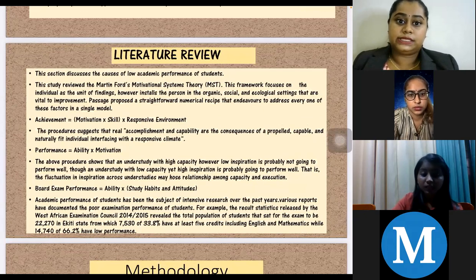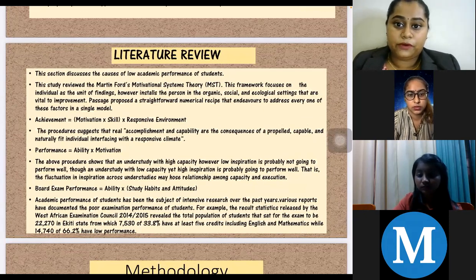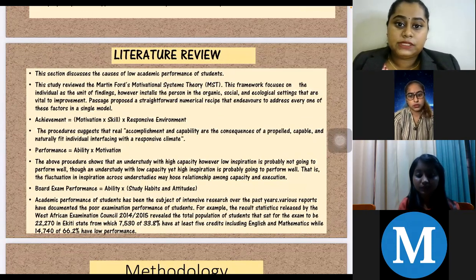This section discusses the causes of low academic performance of students. This study reviewed Martin Ford's motivation systems theory. This framework focuses on the individual as the unit of analysis. However, it installs the person in organic, social, and ecological settings that are vital to improvement. It proposes a straightforward numerical recipe that endeavors to address all these factors in a single model.